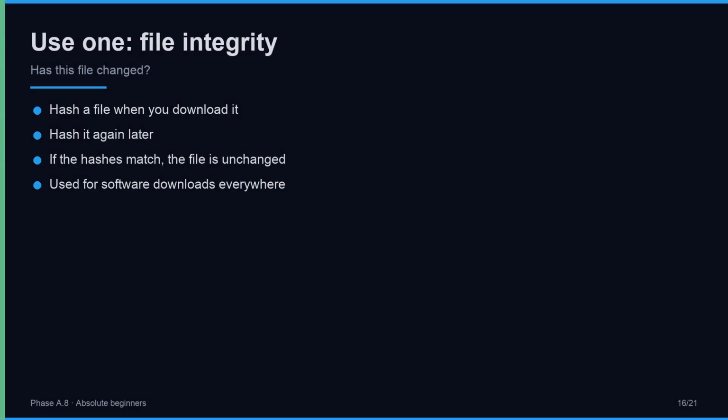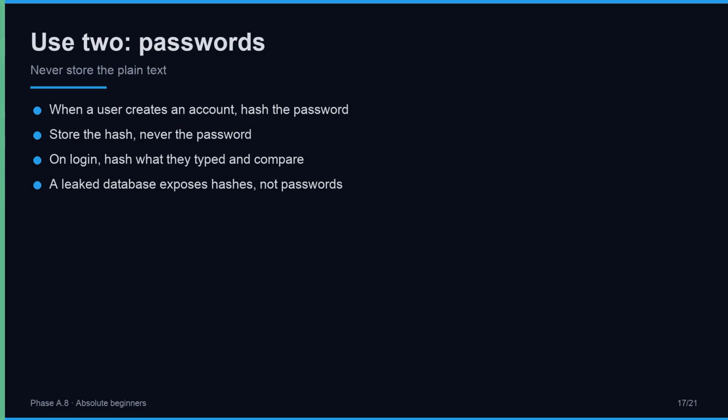First real use, file integrity. When you download a large file, the publisher often publishes its hash alongside it. You hash the downloaded file on your machine. If your hash matches the published one, you know the file was not corrupted and not tampered with during download. Linux distributions, software installers, firmware updates, all rely on this. One small fingerprint, total confidence that the bytes are correct. Has this file changed?